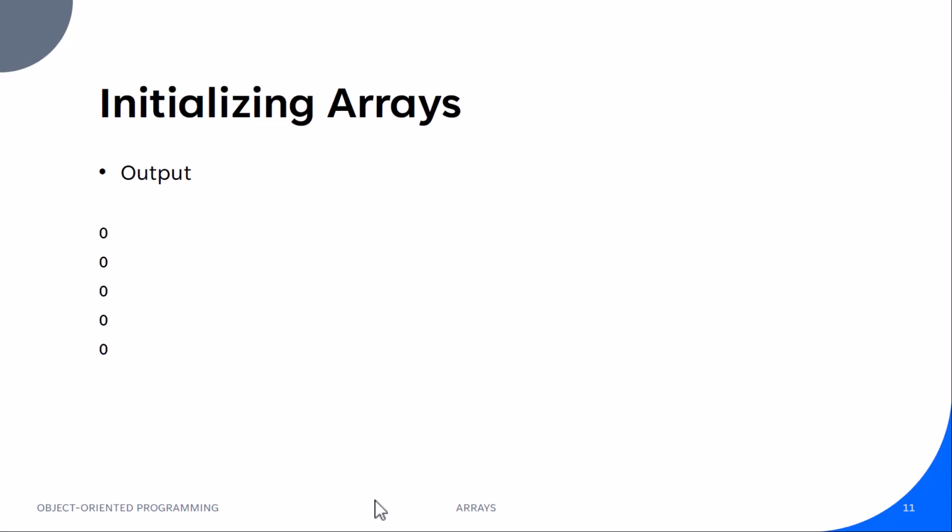Here is the output of the program. As you can see, all elements of the integer array are initialized to 0. Because remember that in Java, the default value for integer is 0. That's why the Java compiler initializes the elements of an integer array to 0.